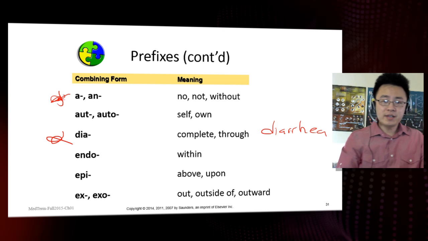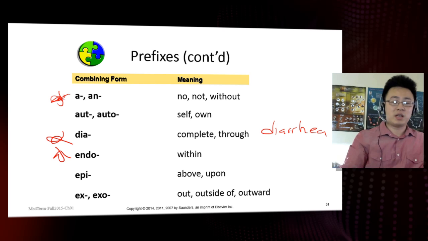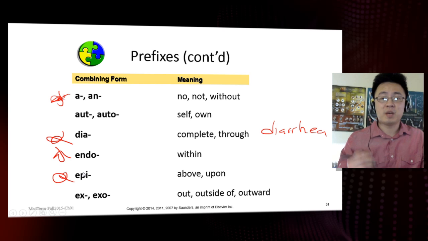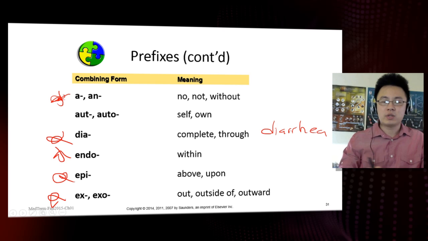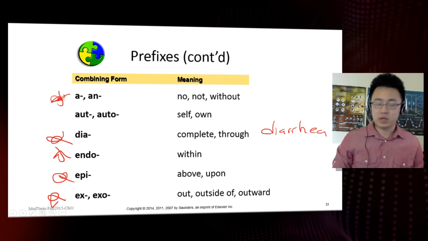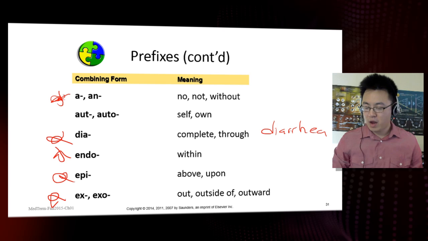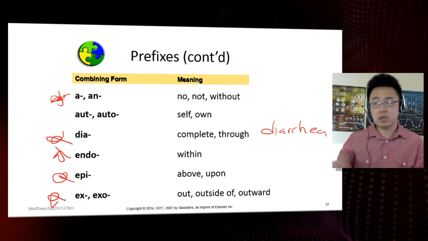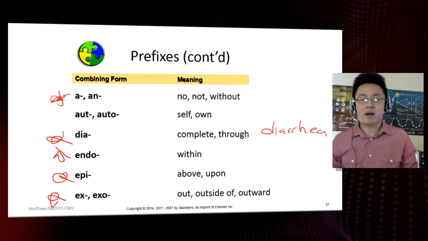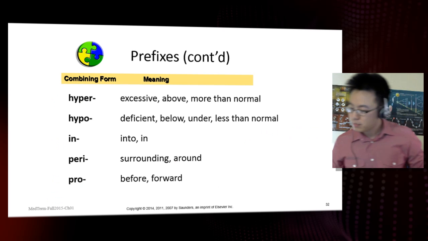Okay, endo here means within, and epi means above or upon, as you already know. Here's ex. Ex means out, outside of, or outward. Think about when you were once in a relationship and you say goodbye, I don't want to be with you anymore, they become your ex, right? Outside of your circle. Something to keep in mind.